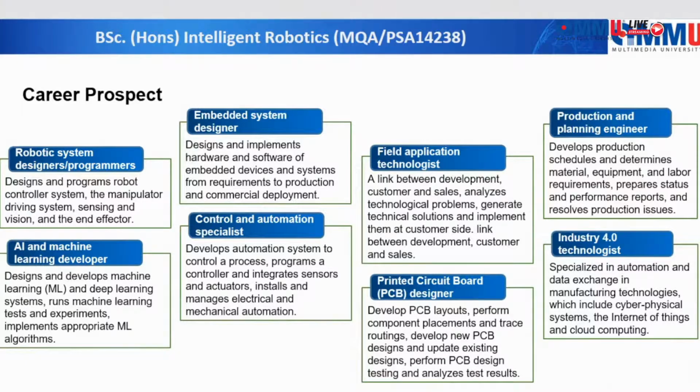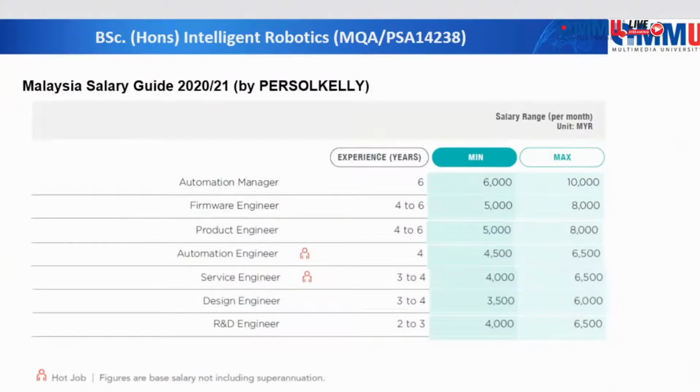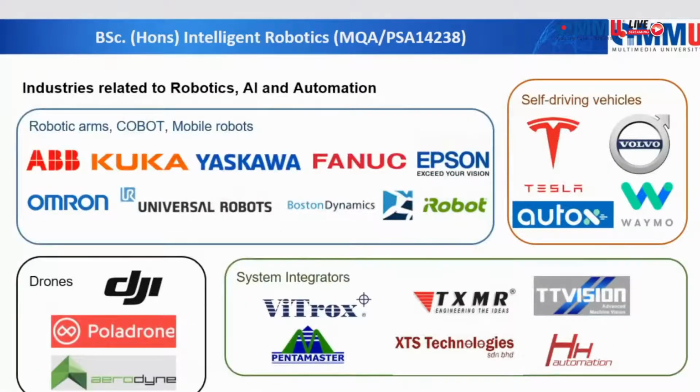Regarding the pay, based on the Malaysia Salary Guide by Persol Kelly, you can see that the pay is actually quite good. With 2 to 4 years of experience, you can expect a salary range between 2 to 6.5K. When you have even more experience, like 4 up to 6 years or more, you can expect a salary range close to 10K or even higher, with more years of experience.